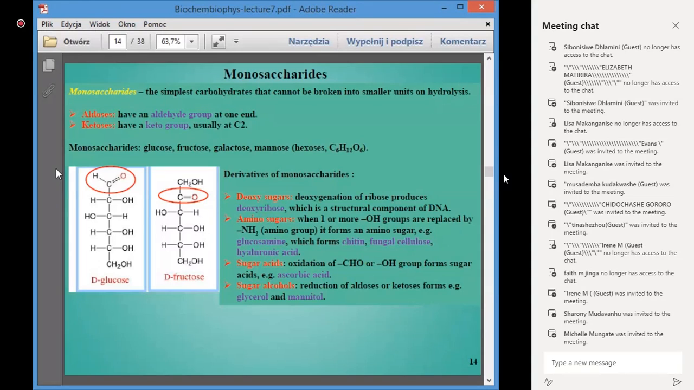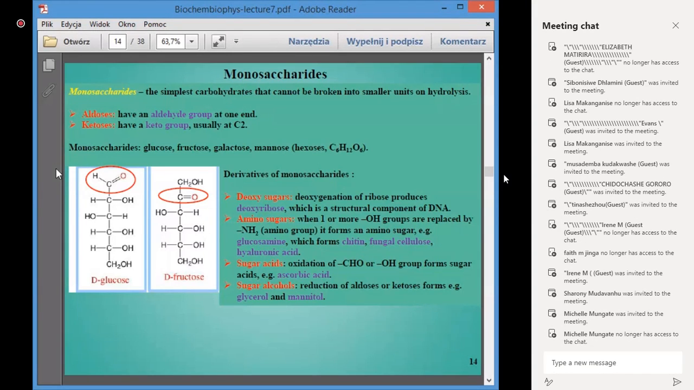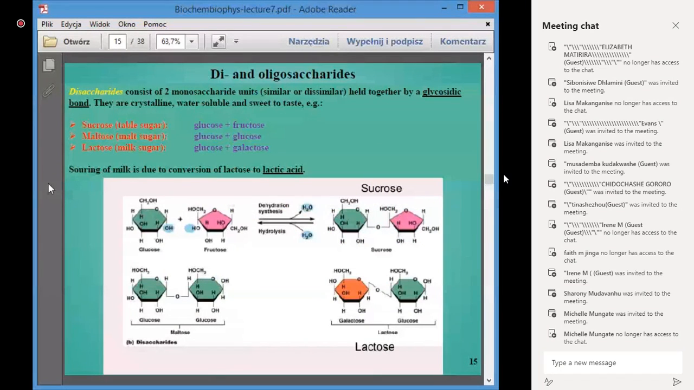We can find also sugar acids, sugar alcohols. So in all these cases, one part of the monosaccharide structure is replaced by another kind of functional group or another kind of chemical compound. On the next slide, you can find the structures of disaccharides.